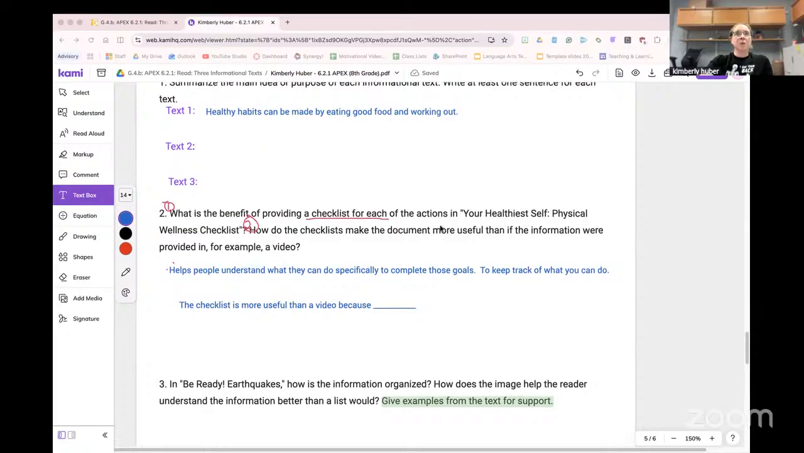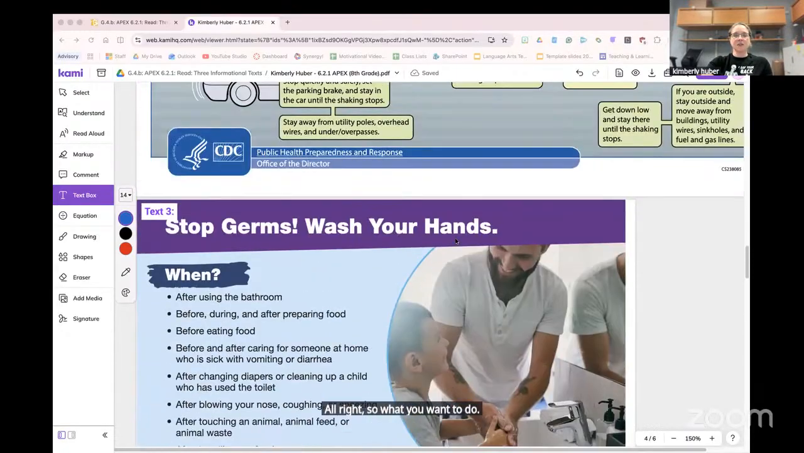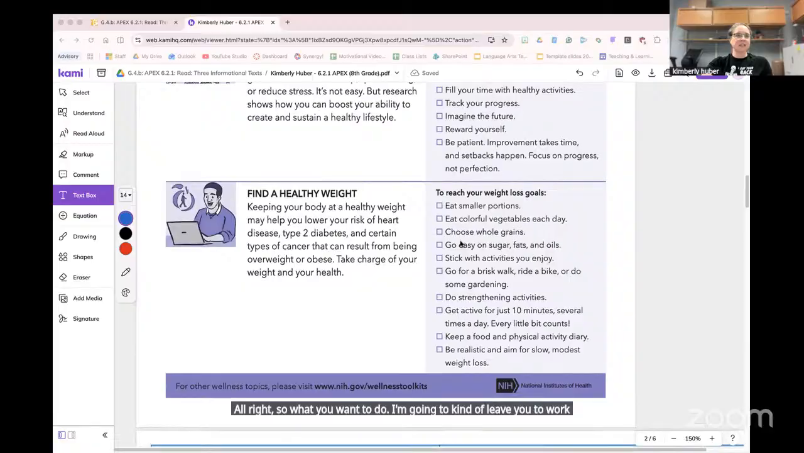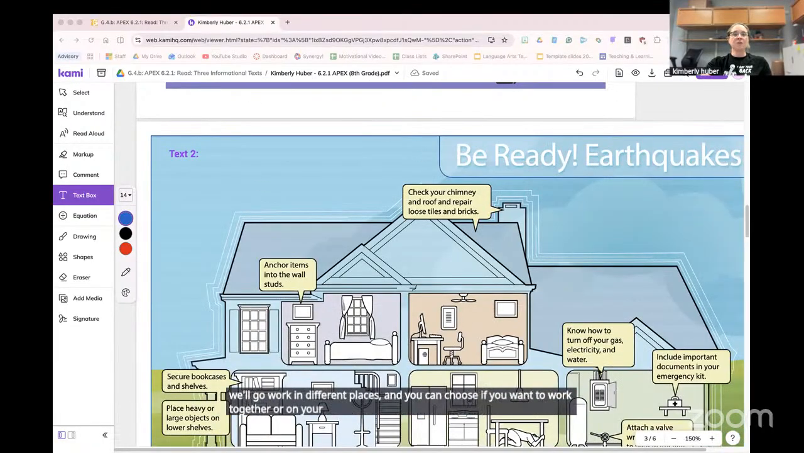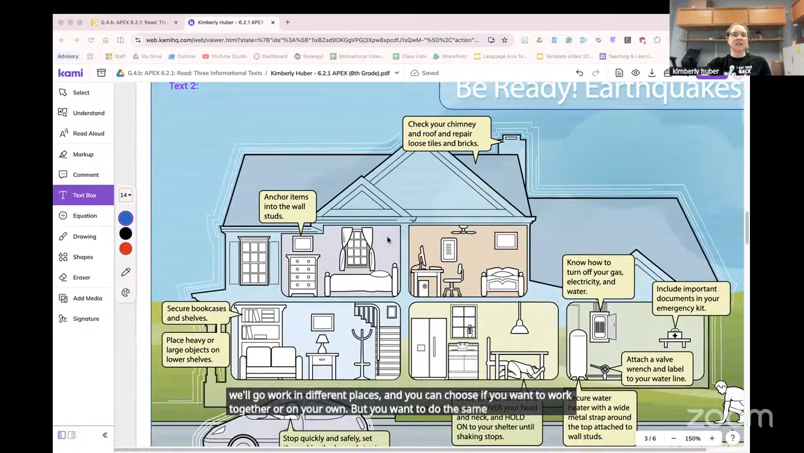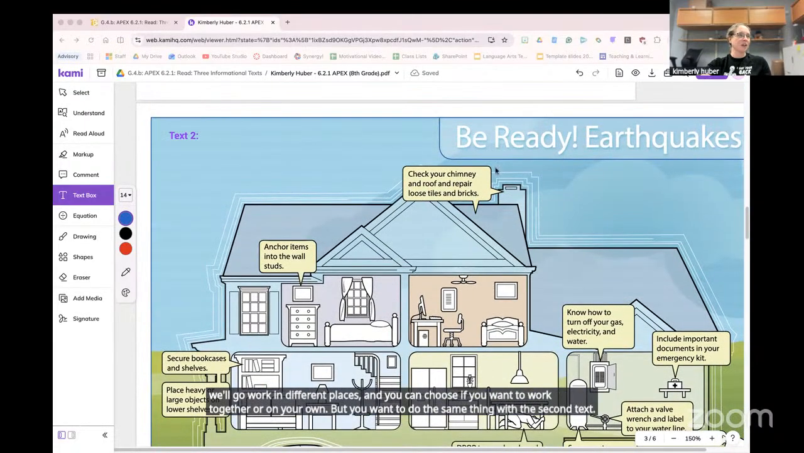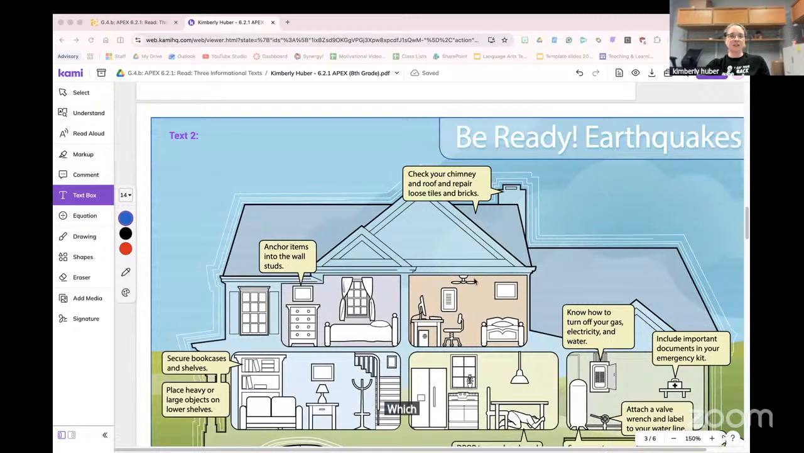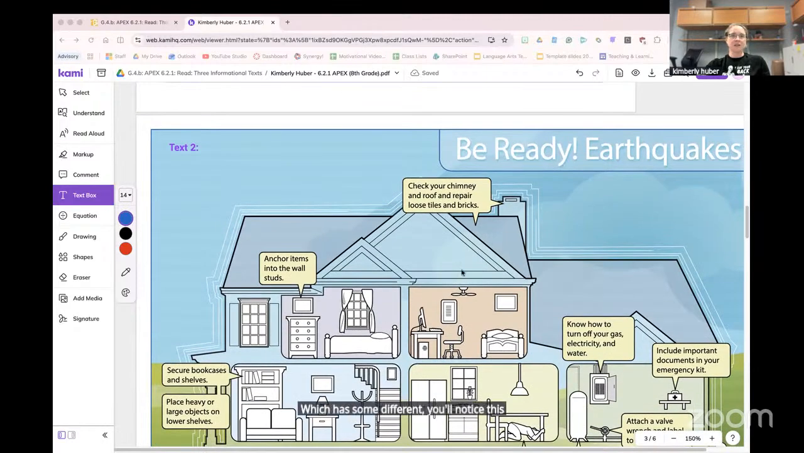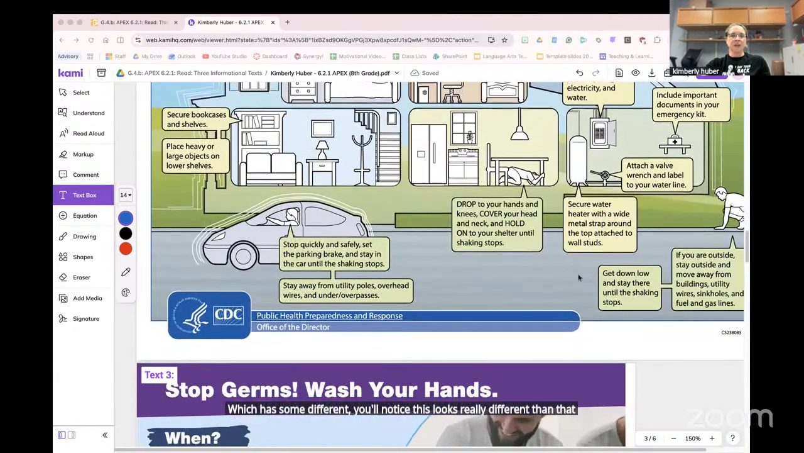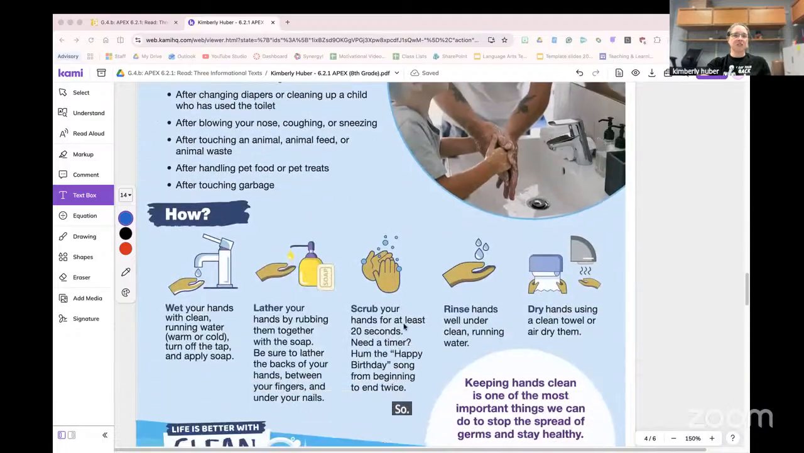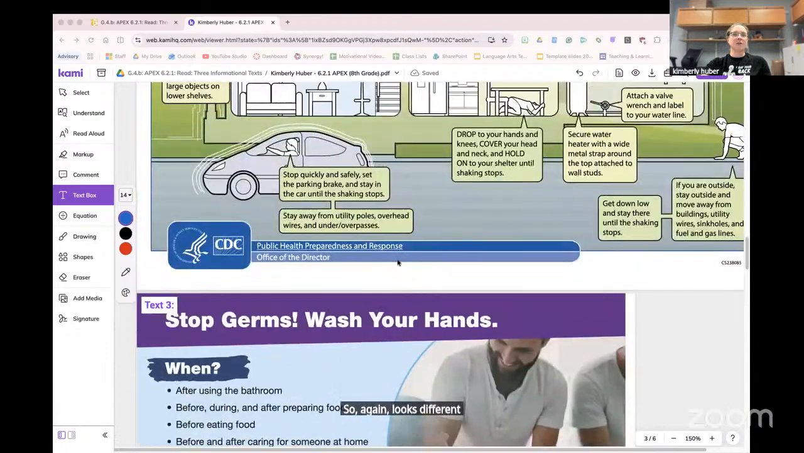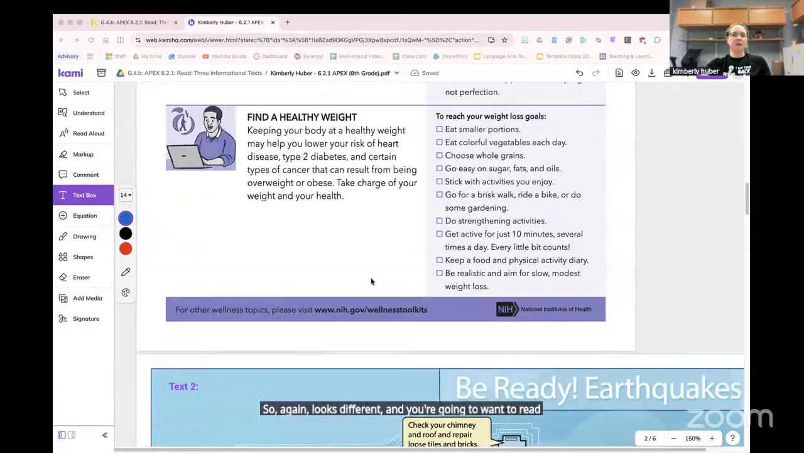All right, so what you want to do, I'm going to leave you to work and we'll go work in different places, and you can choose if you want to work together or on your own. But you want to do the same thing with the second text, which is Be Ready Earthquakes. You'll notice this looks really different than that first one. And then the last text is Stop Germs, Wash Your Hands. So again, it looks different. And you're going to want to read it just like we did up here.